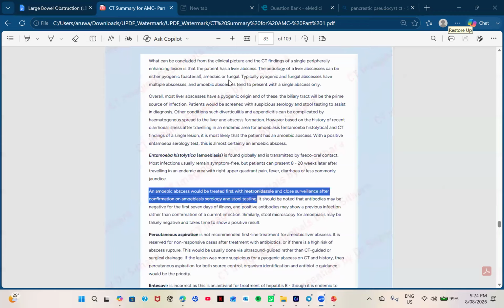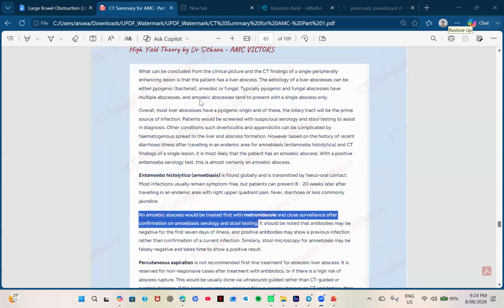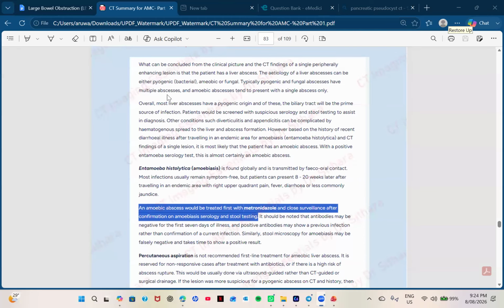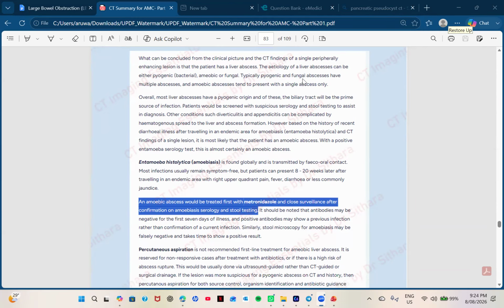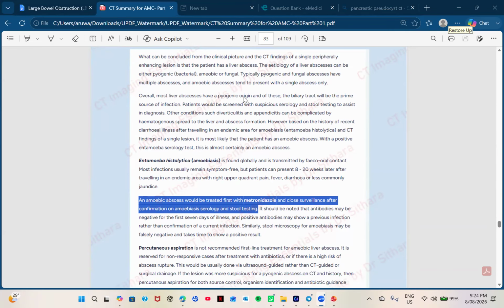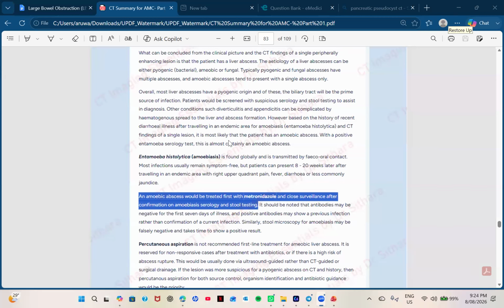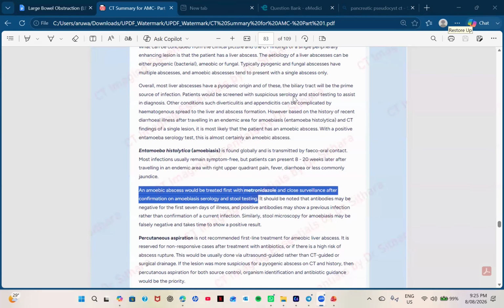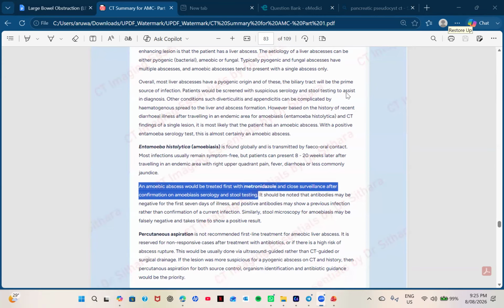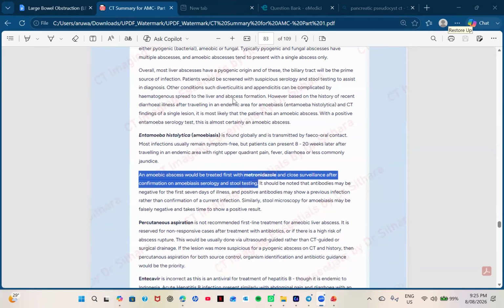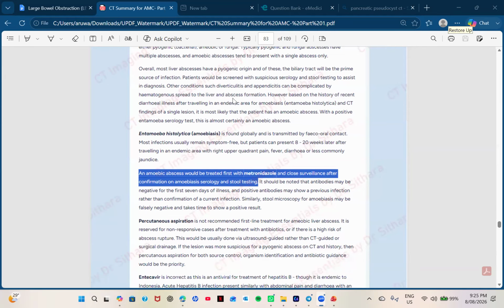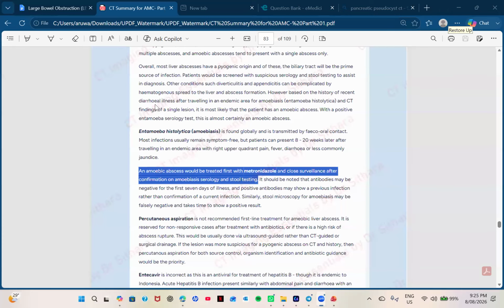Okay, here, what can be concluded from the clinical picture and the CT, a single peripheral enhancing lesion, is that the patient has a liver abscess. The etiology of liver abscess can be pyogenic, amoebic or fungal. Typically pyogenic and fungal abscesses have multiple abscesses and amoebic abscess tends to present with a single abscess only. Overall, most liver abscesses have a pyogenic origin and the biliary tract is the prime source of infection. The patient would be screened with serology and stool testing to assess the diagnosis.